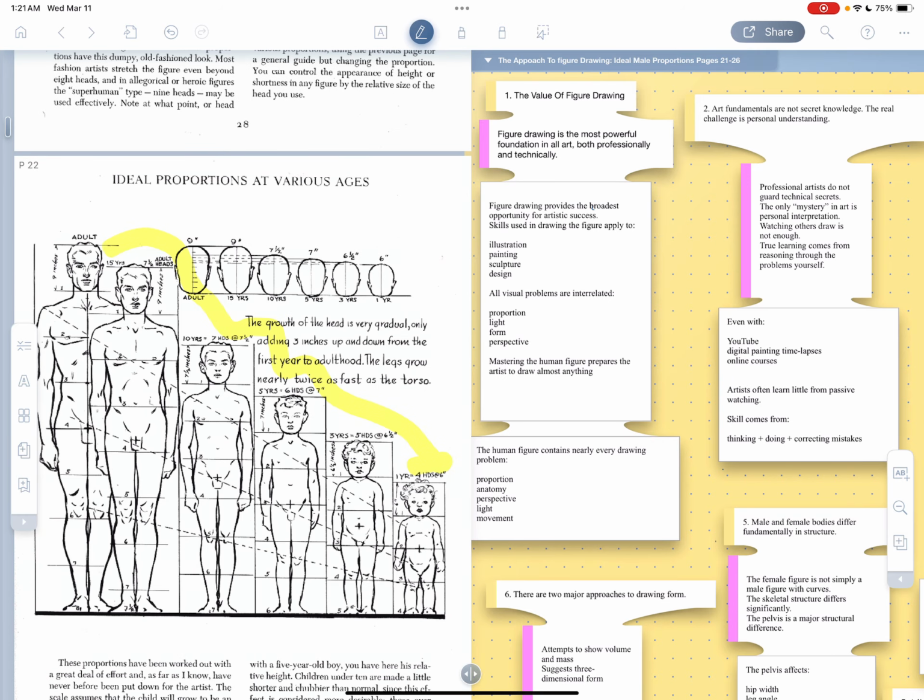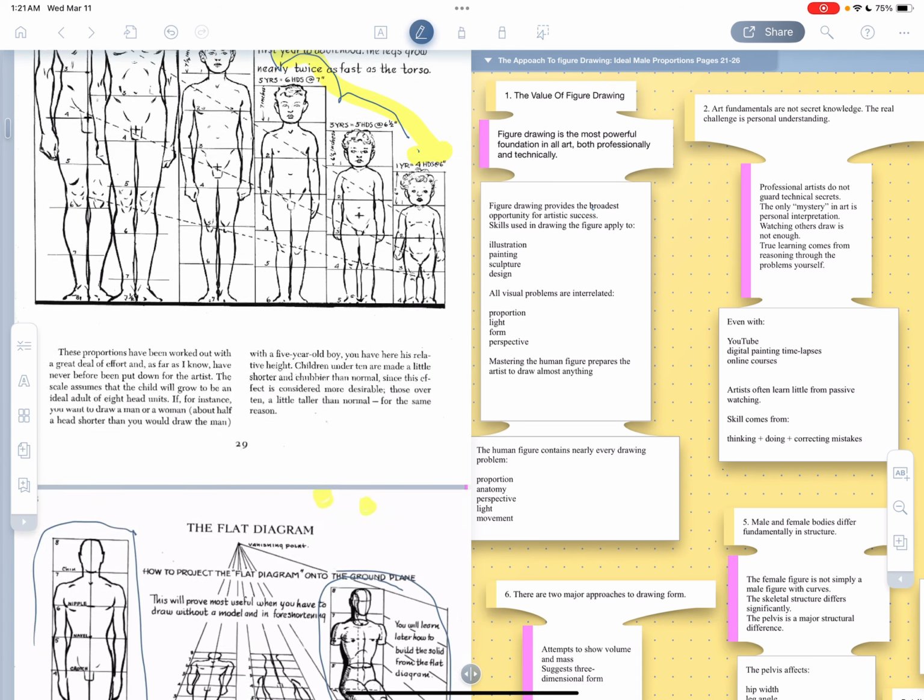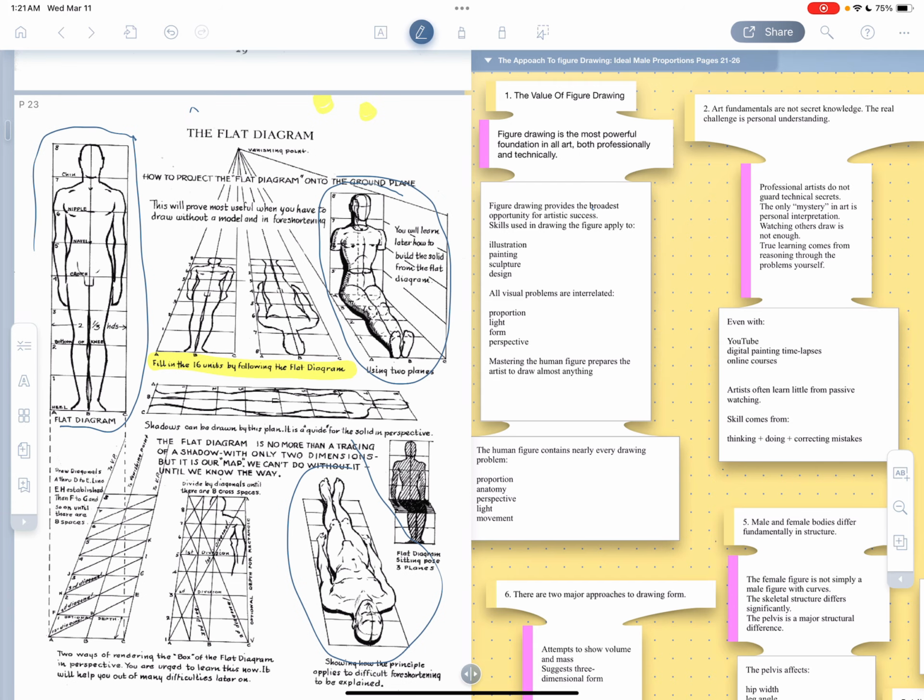Then he goes into ideal proportions of various ages. This will be fun. This is great for character design. Then he goes into perspective. So I look forward to drawing.